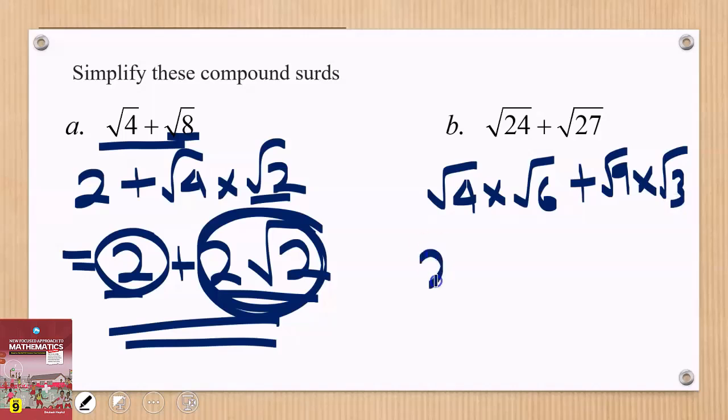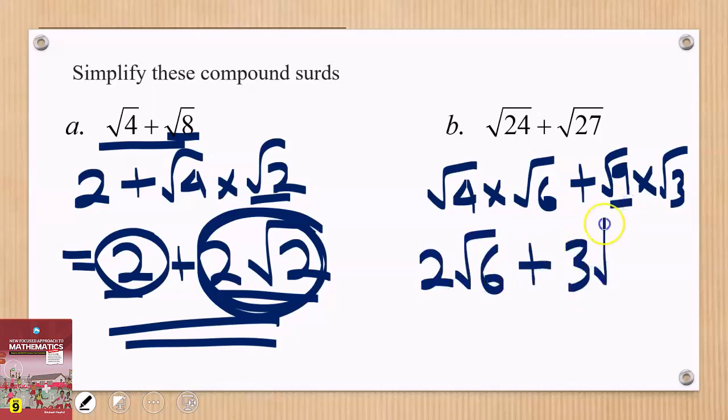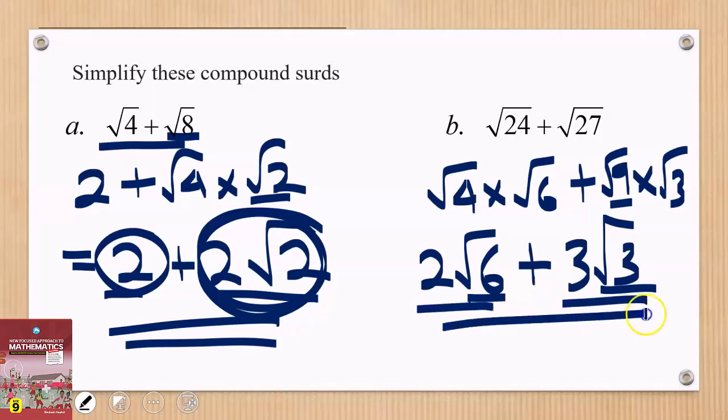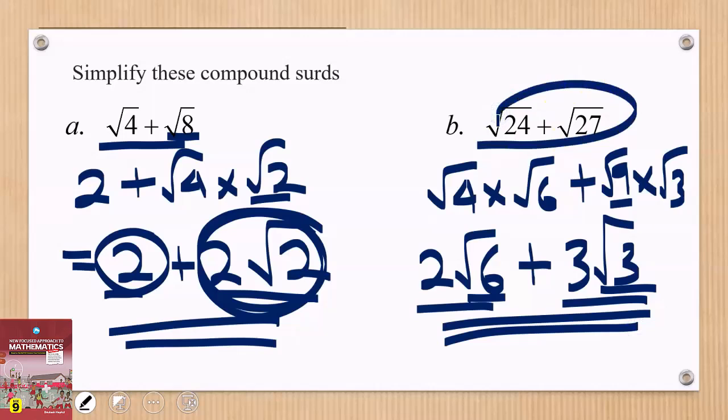Now root 4 is just 2. Then we attach our root 6. Plus root 9 is 3. Then we attach our root 3. You can see here that root 6 and root 3 are two different entities. So we can't add this to this to get any value. We'll leave our answer as such, and that becomes the simplest form of this.